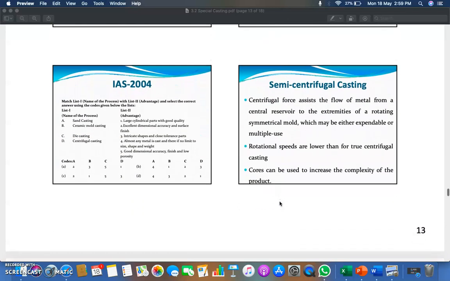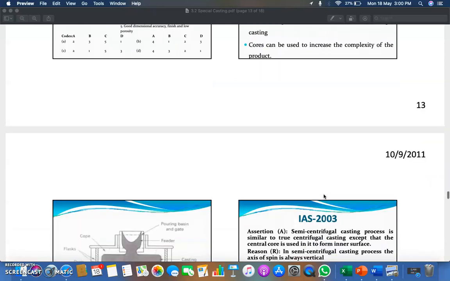Now, what is semi-centrifugal casting? Centrifugal forces assist the flow of the metal from a central reservoir to the extremities of a rotating symmetrical mold, which may be either expendable or multiple use. Rotational speed, meaning RPM, will be lower than the true centrifugal casting, which we have studied before. Cores can be used to increase the complexity of the product, so that you can produce complex jobs with semi-centrifugal casting.